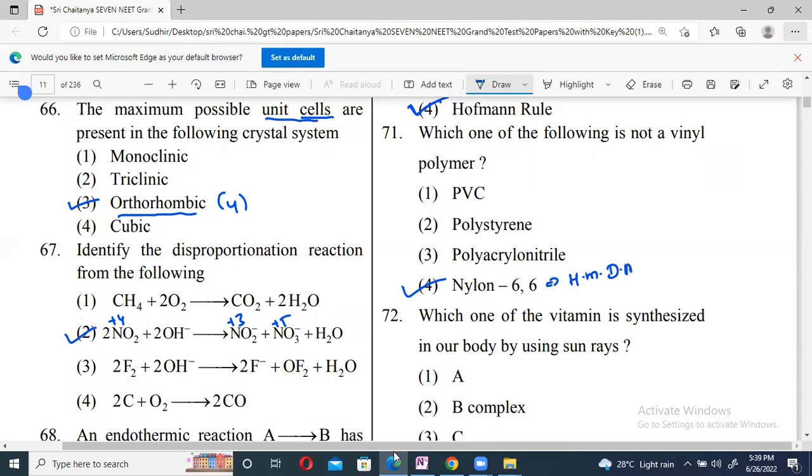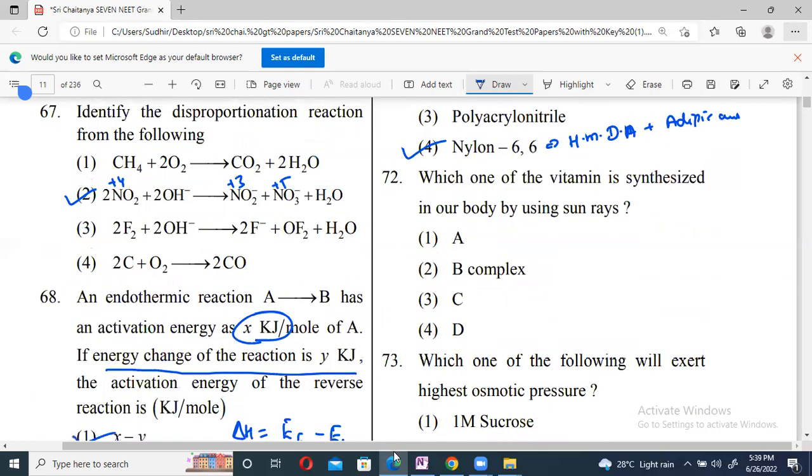Hexamethylene diamine plus adipic acid, right? So it is a type of amide but not a vinyl polymer. Fourth option. 72. Which one of the vitamins is synthesized in our body by using sun rays? Very good question. Vitamin D.